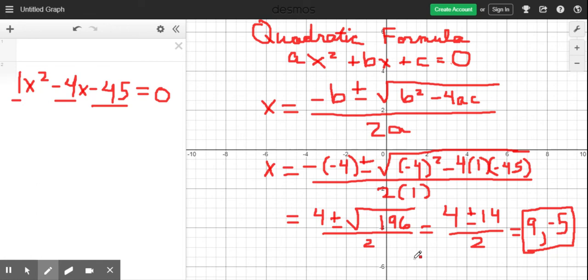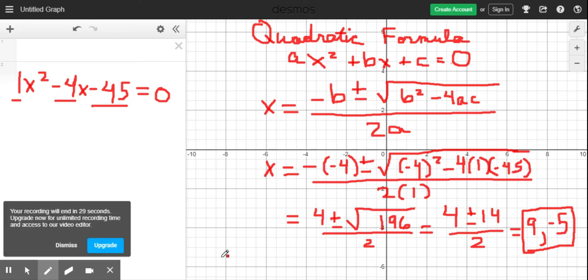Now, would I use this method if I could just factor it? No. But if I can't factor it, then the quadratic formula is a surefire way. Even if you end up getting something negative underneath your square root, you can solve using imaginary numbers if you go on to learn that in a college algebra class. So it's a really useful tool, is knowing that quadratic formula.